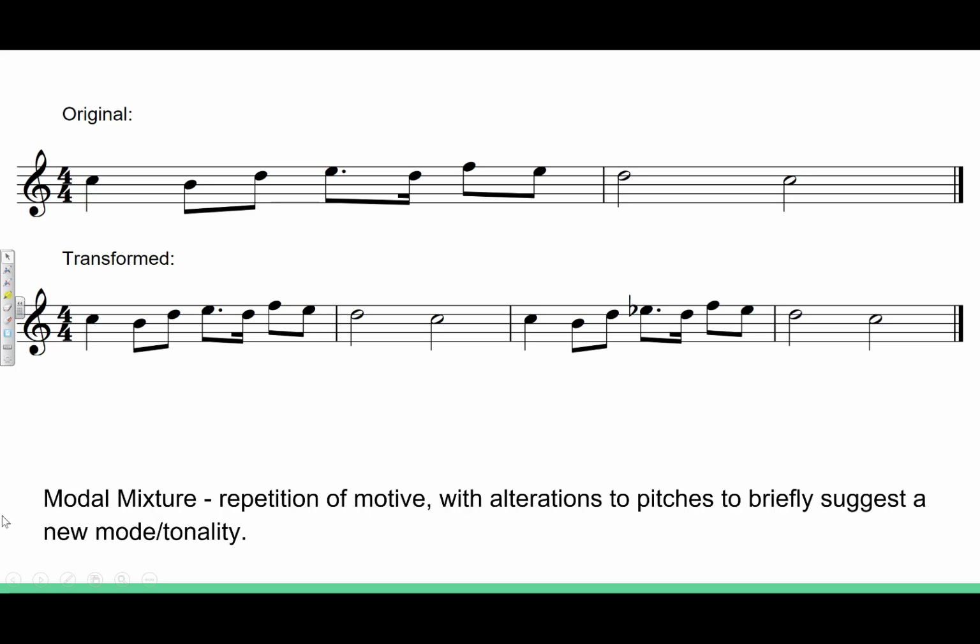So what I heard was, in the first two measures of the transformation, a major, and then the last two measures of the transformation was more of a parallel minor. So we've done some modal mixture there. Let's listen to the original followed by the transformation.